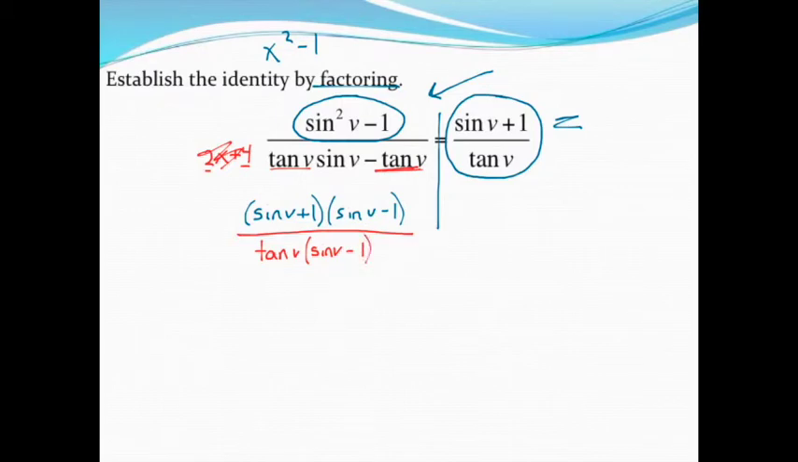Now that everything has been factored, I'm free to cancel anything that might be the same on top and bottom. And so right away I notice that I have a sine of v minus 1 over a sine of v minus 1. So those pieces can be canceled out, which leaves me with sine of v plus 1 over tangent of v, which I believe was the goal I was trying to get to. And so I've made it. I've established that identity.